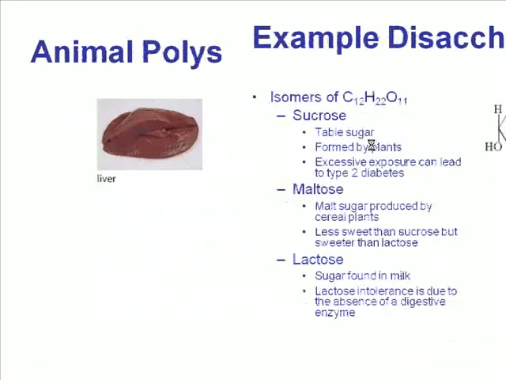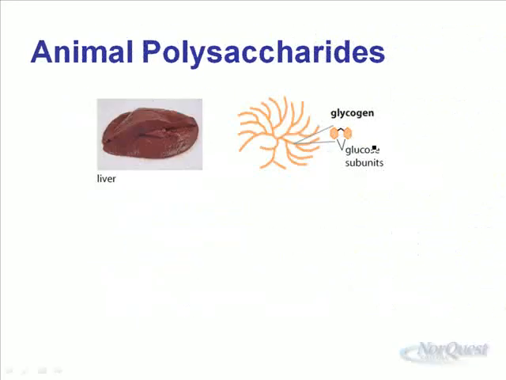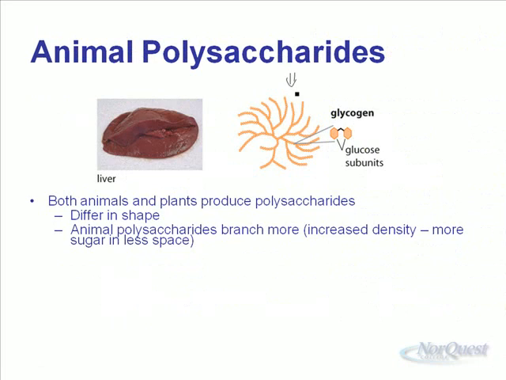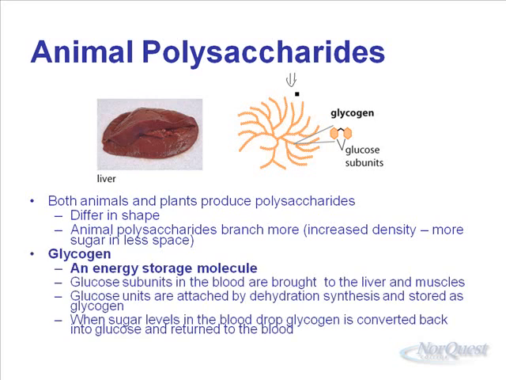When we look at the big polysaccharides, animal polysaccharides, which you're going to notice in terms of structure, form these big branching structures of glucose subunits. The big difference between animal polysaccharides and plant polysaccharides is shape. Animal polysaccharides branch more, which means they can pack more densely. We can store more sugar in less space. So glycogen, that's one word we should remember. It's our energy storage molecule.